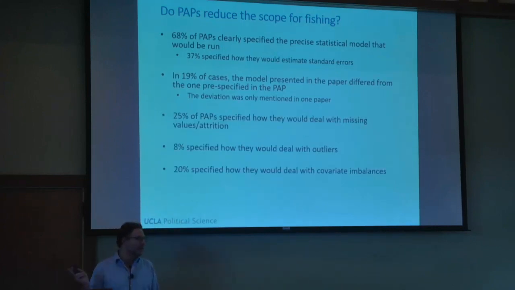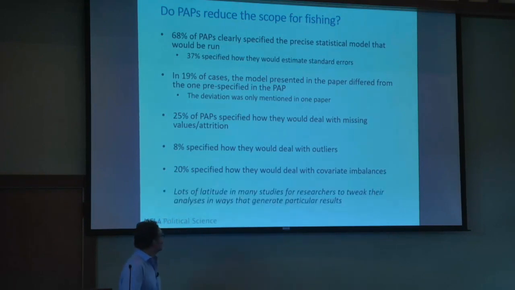Then there's a whole host of other things we coded that are informative about other aspects of the design. 25% of PAPs specified how they would deal with missing values or attrition. 8% specified how they would deal with outliers. 20% specified how they would deal with imbalances. Those kinds of pre-specified characteristics are more or less important for different kinds of papers, so we don't put too much into that. It's still informative. But the bottom line is that these PAPs leave lots of latitude, in many studies at least, for researchers to tweak their analyses in a way that generates particular results.